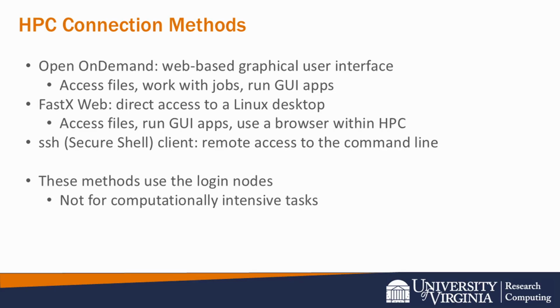The first method is Open OnDemand, which is a web application accessed through a web browser. From there, you can manipulate files, work with jobs, and use a host of different GUI applications. The second method is FastX, which is another web application that gives you direct access to a Linux desktop where you can access your files, run GUI applications, and use a browser within the HPC system. Lastly, there is SSH, the Secure Shell Client, which gives you a command line-only view of the cluster.